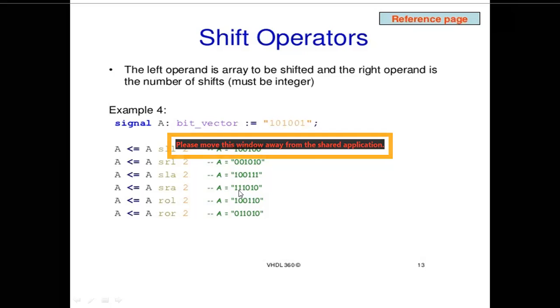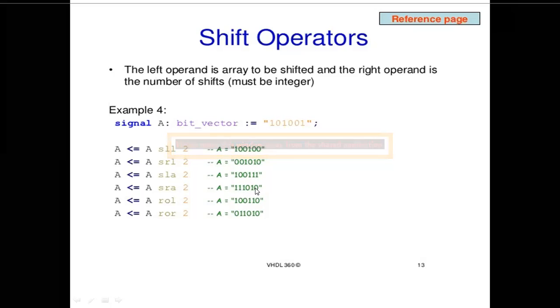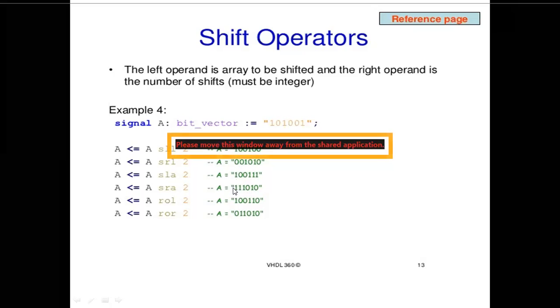Similarly, on the right side, shift right arithmetic. The bits are shifted to the right side and the MSB digits are assigned 1, whereas in the case of logical, the MSB bits are assigned 0. So that is the difference between logical and arithmetic.